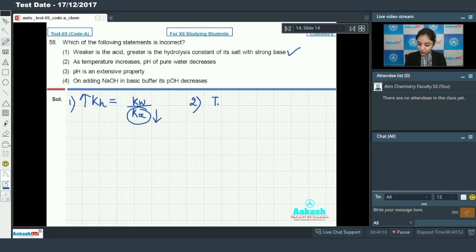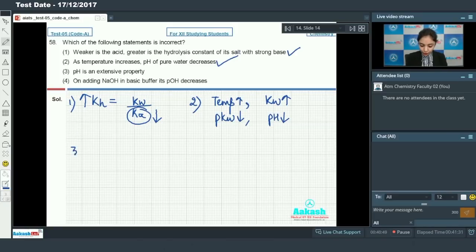तो जब भी हम temperature को increase करते हैं, Kw increases. So as the value of Kw increases, pKw decreases and pH also decreases. So अगर हम 25 degree Celsius पे pH लेते हैं pure water का, it is equal to 7. So if we are increasing the temperature, the pH of pure water will be less than 7. So always remember this. So this option is also correct.